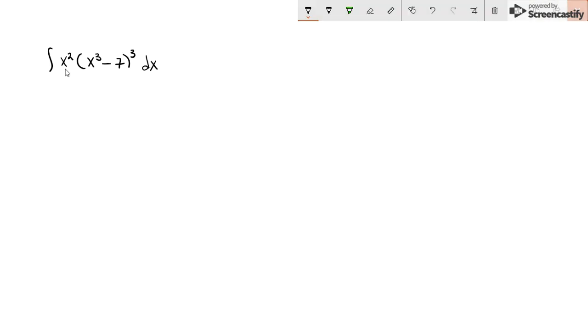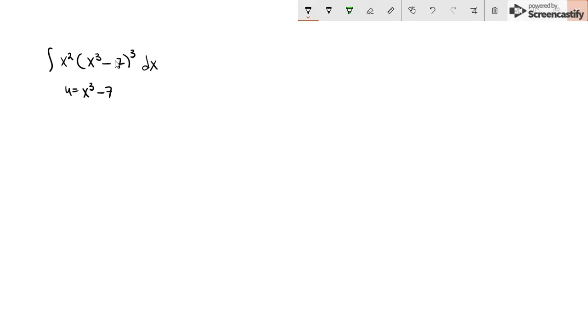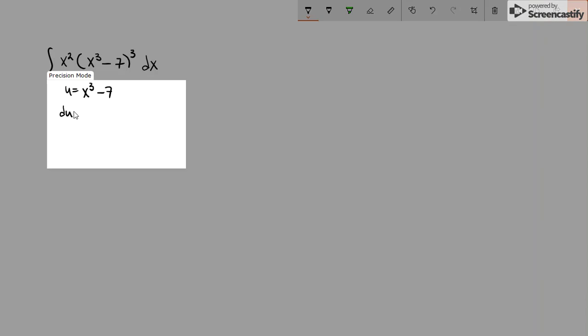So what you would do, you normally pick something that's the constraint, something that makes the problem harder. So it's most likely this x cubed minus 7 to the third power. You choose a part of it to become your u. So in this case, it's x cubed minus 7, right? That is your u. And now your du is 3x squared dx, right?